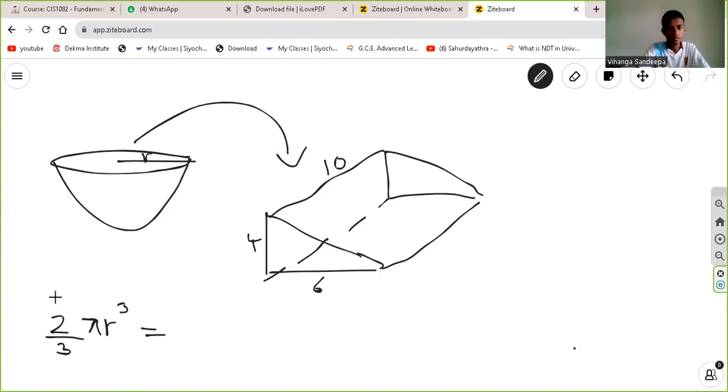The right triangular prism. Then this volume equals this volume. Area of cross section into height. The cross section is a triangle, then half into 6, 4. Height 10.